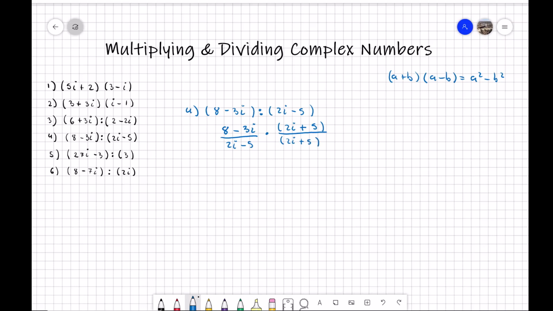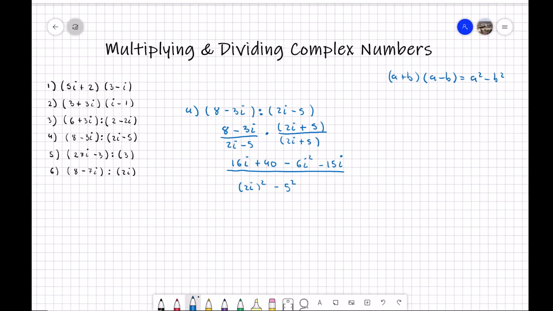So now we end up with 8 times 2i, that's 16i, plus 40, minus 6i squared, minus 15i. That's at the top, right? And then at the bottom we're gonna have 2i squared minus 5 squared, right?